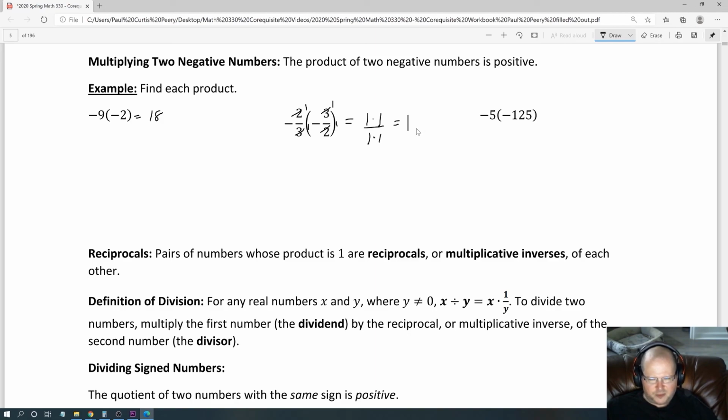That's going to be a recurring pattern. So if you say a negative times a negative, right, a negative 5 times a negative 125 is going to give me a positive, and 5 times 125 is 625. So we also have that.